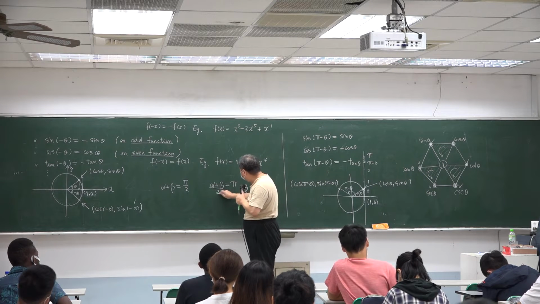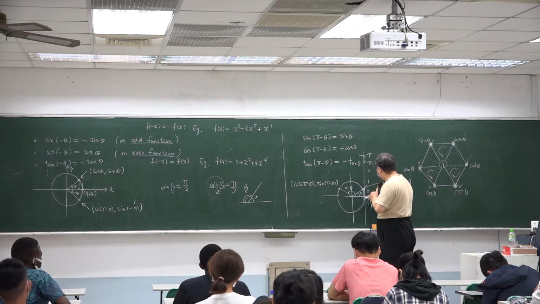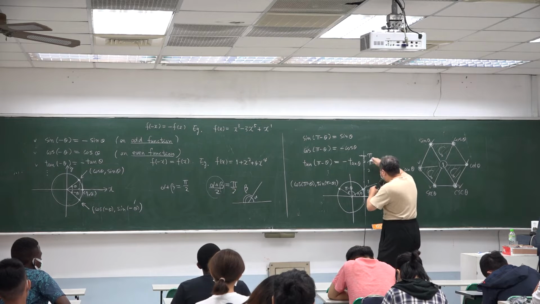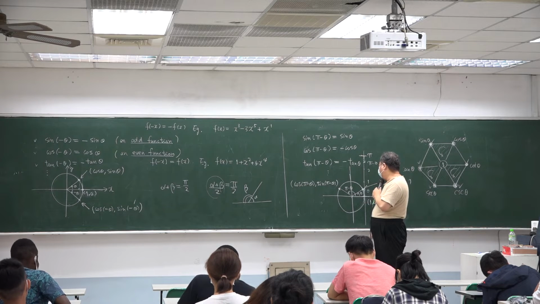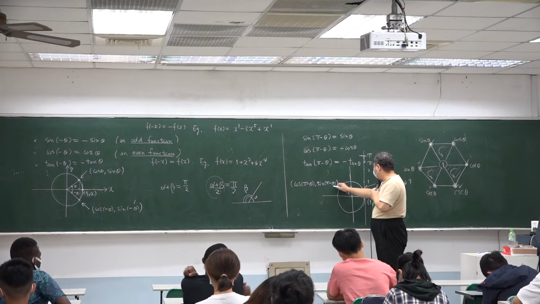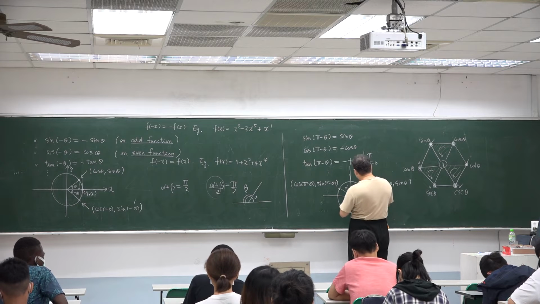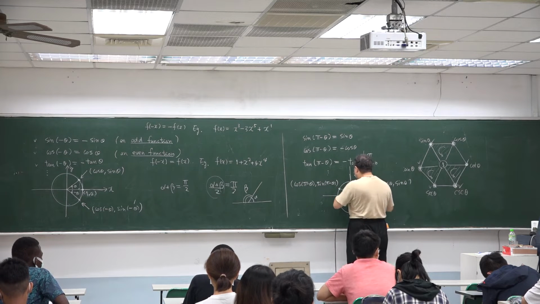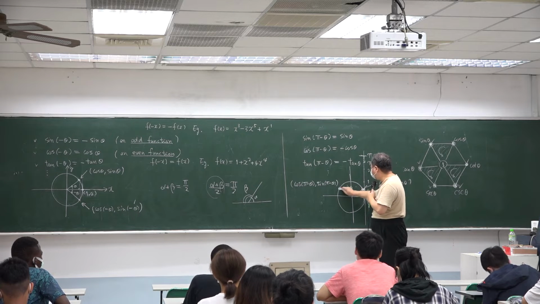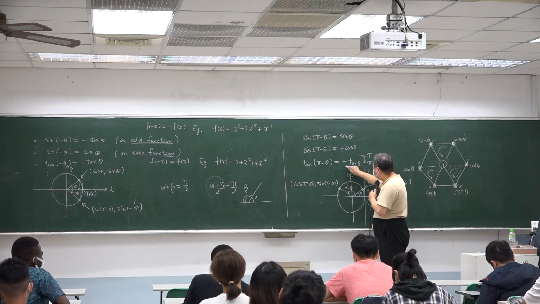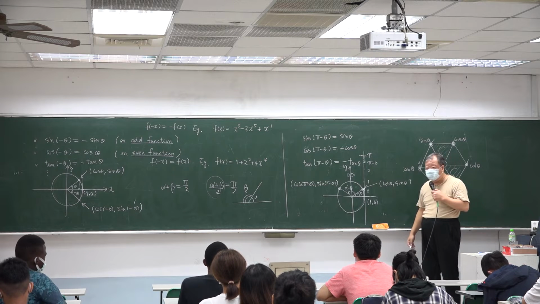Because the sum of these two angles is pi, the midpoint is half pi. Means this one is exactly in the middle of this angle. Means this one and this one are the same. If theta moves to here, then pi minus theta moves to here. Anyway, these two points are symmetric about the y-axis, no matter what theta is. Okay?